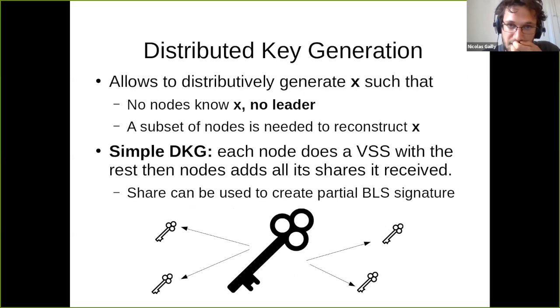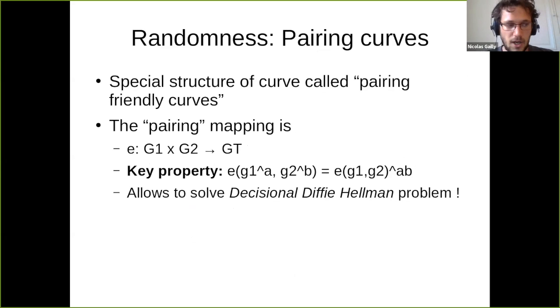The distributed key generation I've already told you a little bit about, so I'm going to quickly pass on it. If we have n nodes, we run n VSS at the same time, and in the end you have multiple shares. You add them together. That's for the simple Pedersen DKG, let's say. So how do you actually generate randomness once we have these shares?